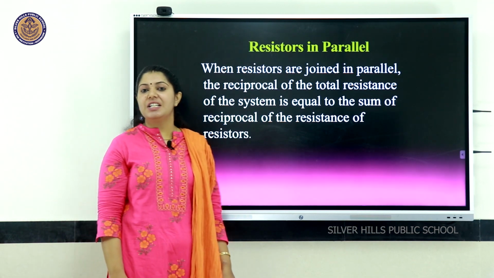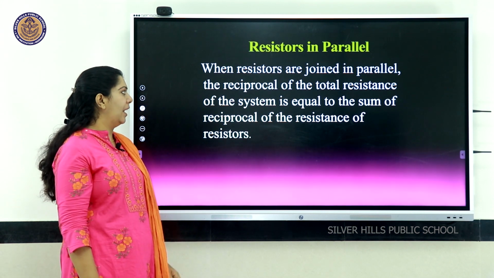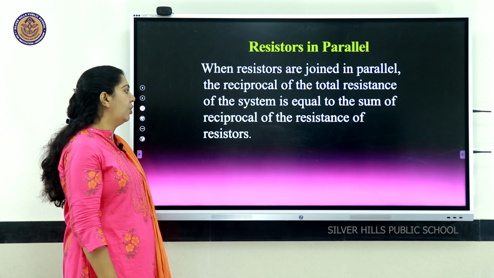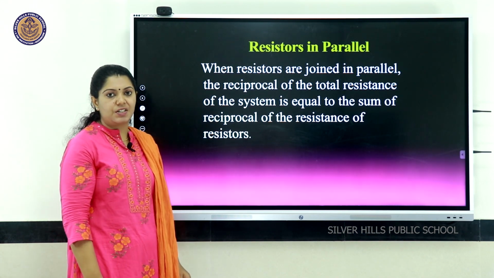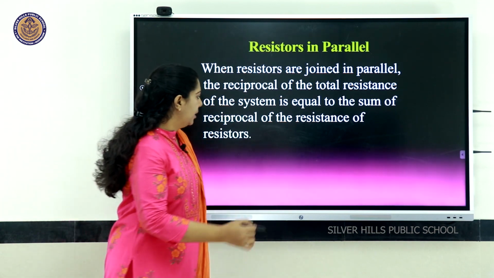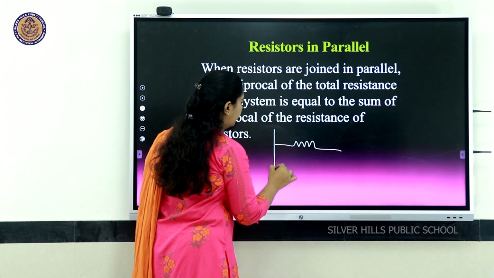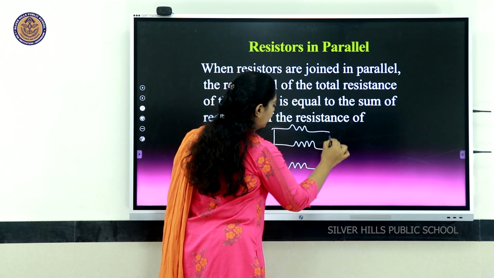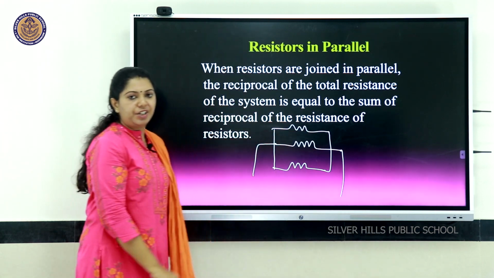Next one, resistors in parallel. When resistors are joined in parallel, the reciprocal of the total resistance of the system is equal to the sum of the reciprocals of the resistances of the resistors. That means if three resistors are connected in parallel, we can show the parallel connection this way. Here three resistors are connected in parallel.